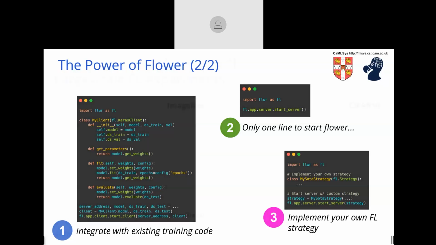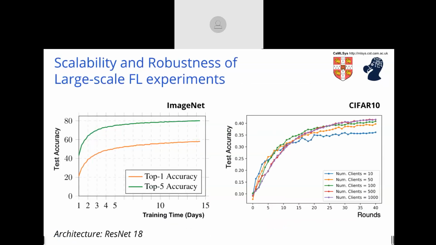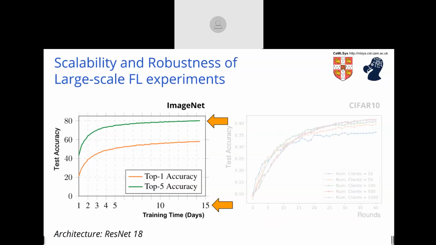Let me now run through 3 different experiments that we think are important for indicating how Flower is able to produce some of these experimental support needs. Let me focus first on the left-hand side here. And what's interesting is that we're using these 2 experiments to look at the scalability and robustness of this framework.